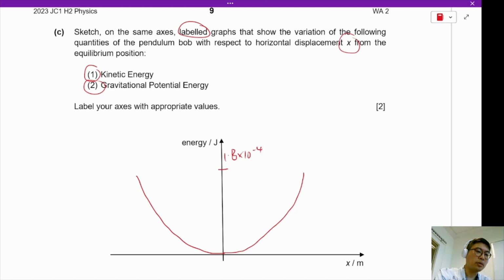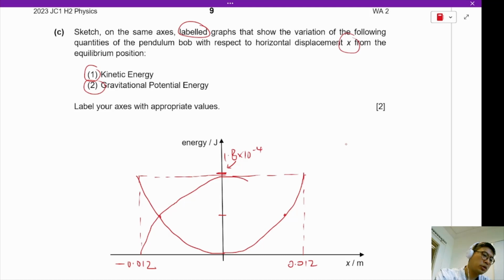And then also we know that the displacements at the maximum and minimum displacement are 0.012 meters and negative 0.012 meters. The total energy will be constant. So this will be where the total energy is. Okay. Right. So another thing that we need to mark out is half the total energy over here. So the other graph will look like this.